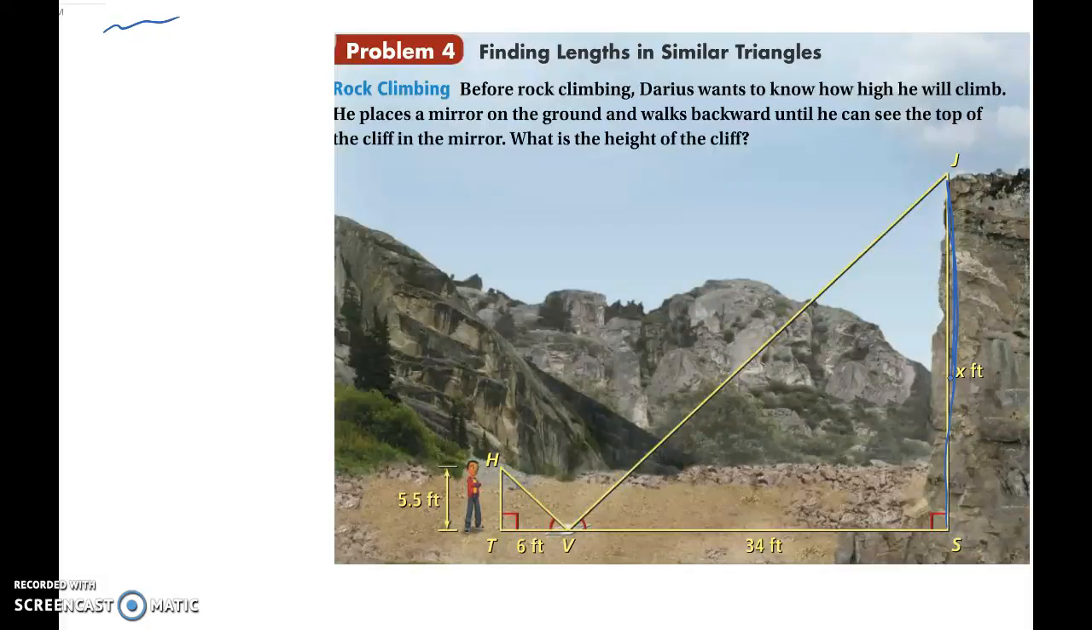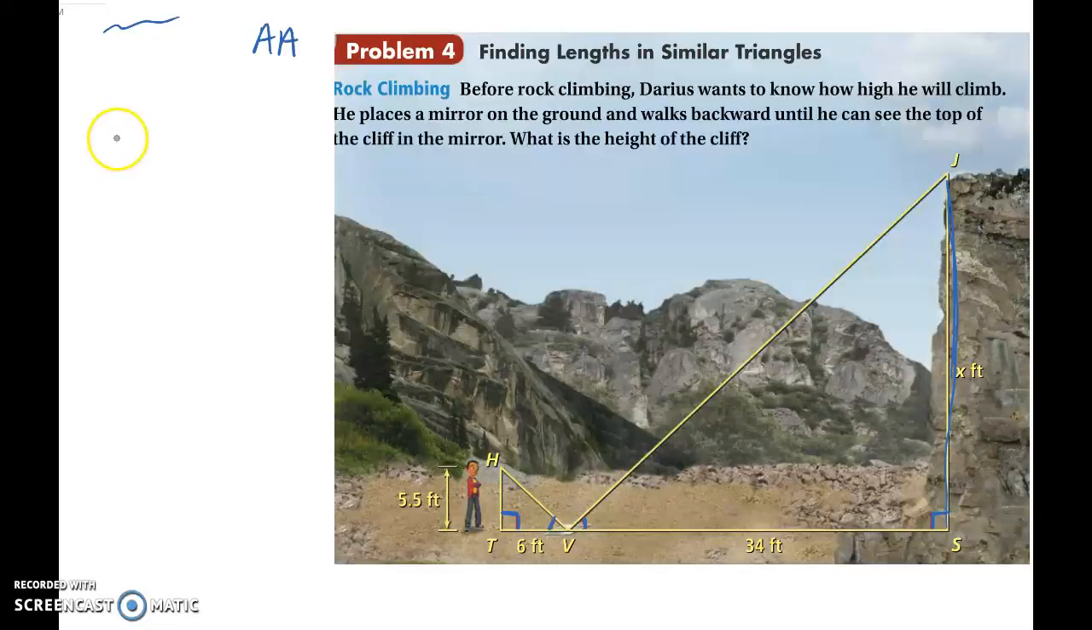So we know that these two triangles are similar through angle-angle. Because he is perpendicular to the ground, we know that the reflection off the mirror is the exact same, and we know that this cliff is going to be perpendicular to the ground as well. So we know that we have two similar triangles. All we need to do now is create a proportion. It doesn't matter how you start it, but once you get it started, it's all about consistency.